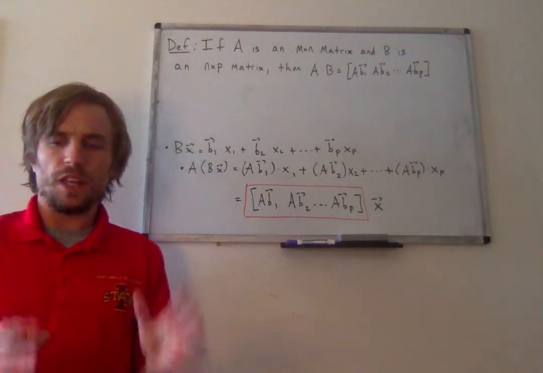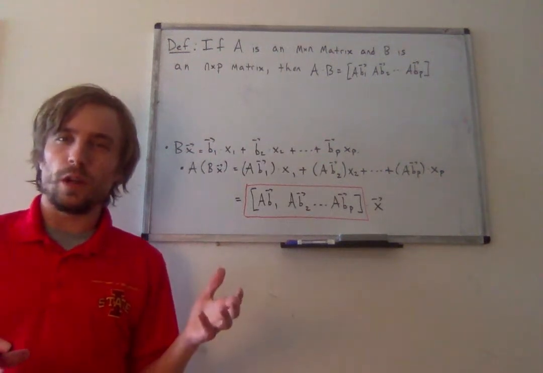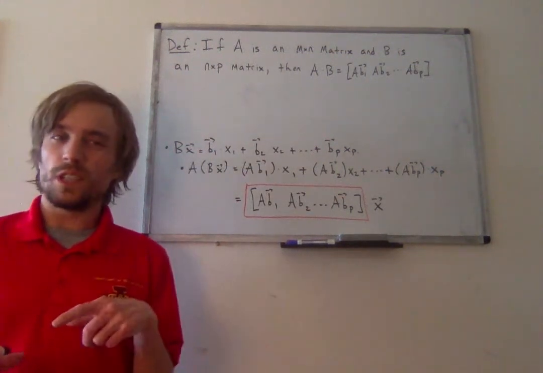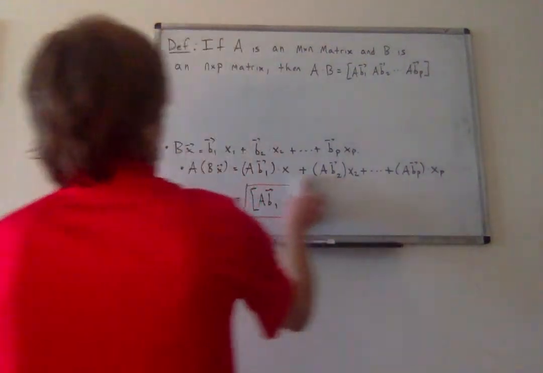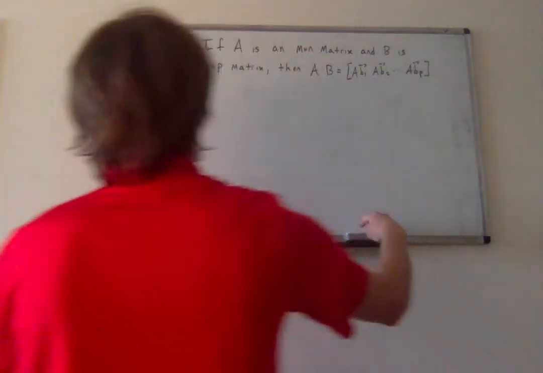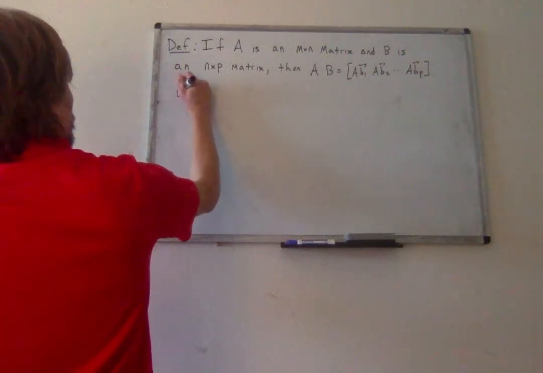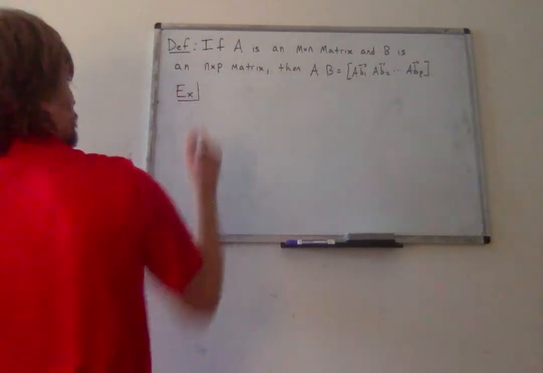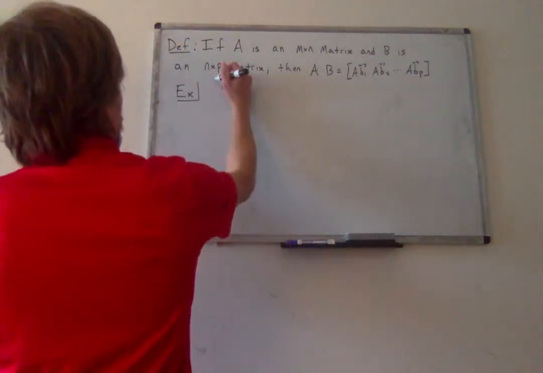All right, so let's do an example. Then I'm going to make a few notes about what we know about the product. We'll do another example, and then I'm going to give a warning. So how do we multiply actual matrices out? All right, so let's say I wanted to multiply the matrices.